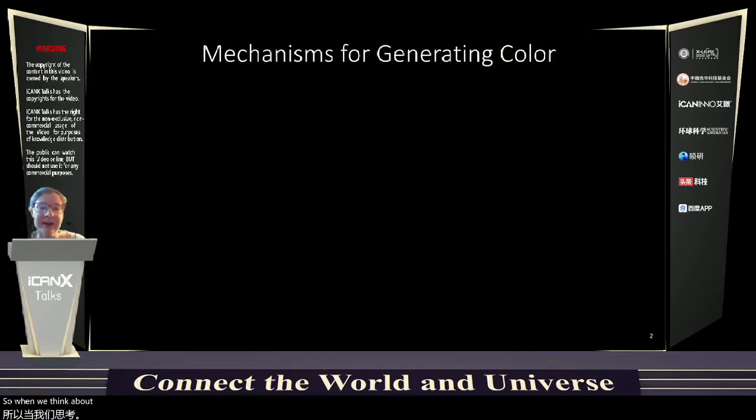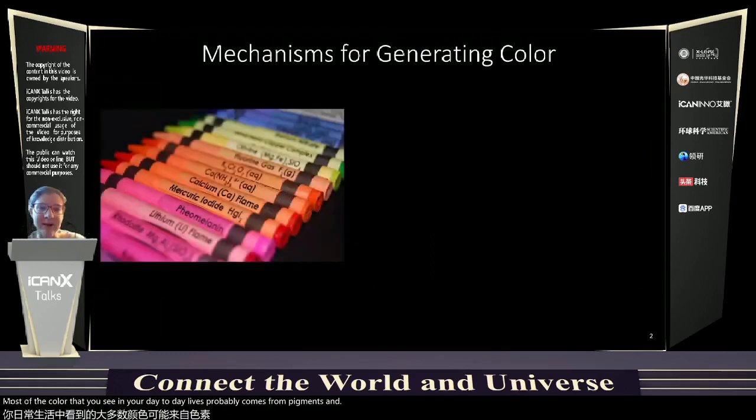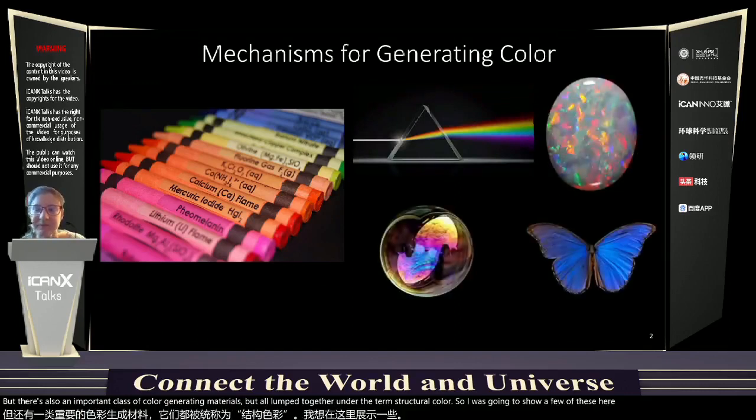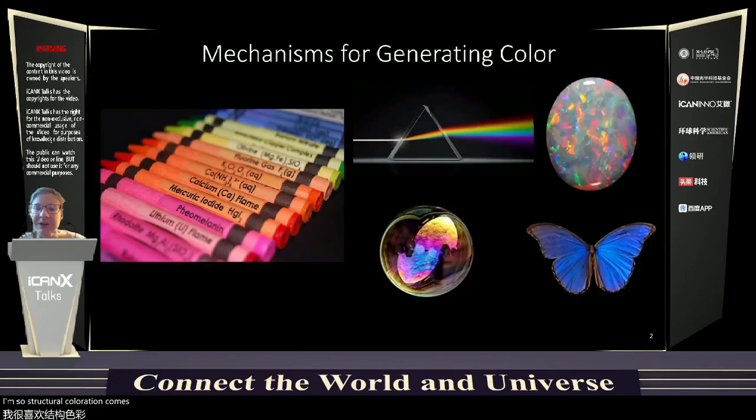So when we think about mechanisms for generating color, most of the color that you see in your day-to-day lives probably comes from pigments and molecules that selectively absorb certain wavelengths of light while reflecting others. But there's also an important class of color-generating materials that we all lump together under the term structural color. I'm just going to show a few of these here. Structural coloration comes not from specific molecules in the material. The material itself might be entirely clear, like this soap film, for instance, but through how the light interacts with the material, such as by optical interference generated by something like a thin film, a photonic crystal, or a diffraction grating, we're able to generate color through that light-matter interaction.